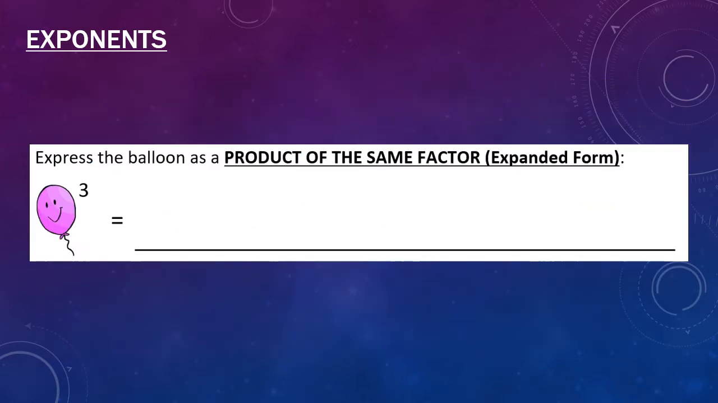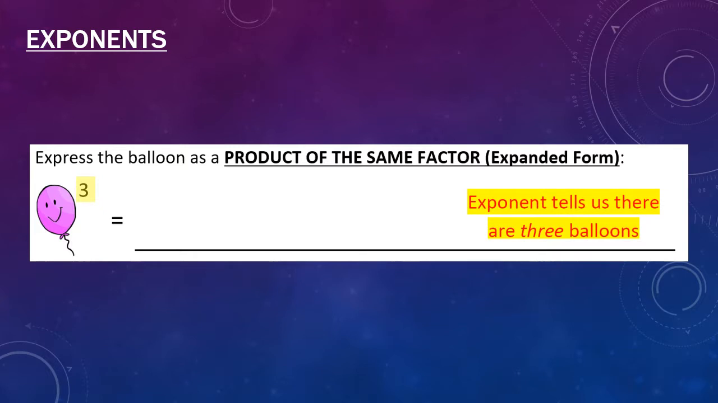Let's look at another example, because sometimes we have to write it using exponential form, which is what you just saw, and then sometimes they're going to ask you to write it as a product of the same factor, which is a fancy way of saying they want you to expand it and show the multiplication. So in this case, we have a power of a balloon to the 3rd power. So to write it in expanded form, I just simply have to say, how many balloons am I going to have? Highlight your 3. The exponent's going to tell us that there are 3 balloons. So go ahead and draw the expanded form, which is balloon times balloon times balloon, because the exponent tells me I have 3 balloons.